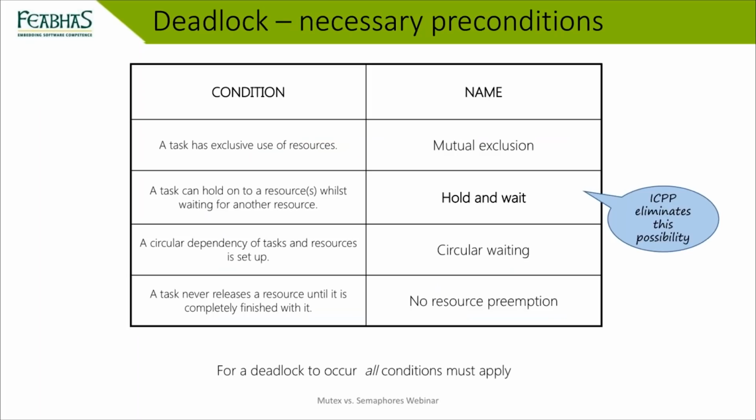Now, for this to occur, there are four basic conditions we have to be aware of. So first off, naturally, we're using some form of mutual exclusion. I think that's a given if we've got shared resources.